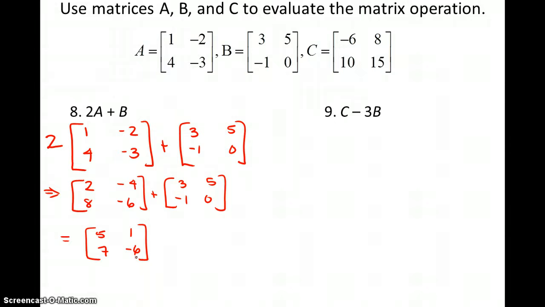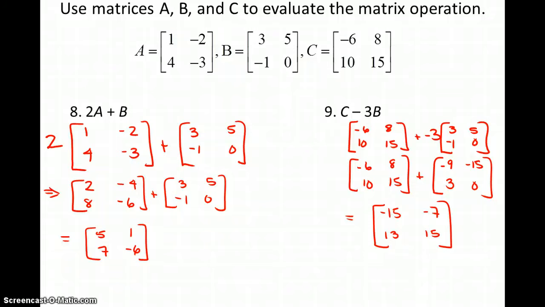Try to do number 9 on your own. Press pause and then unpause when you have finished. If you've done your work correctly, your result should be negative 15, negative 7 for your top row, and 13, 15 for your bottom row. If you did not get it correct, please pause and go back and check your work.